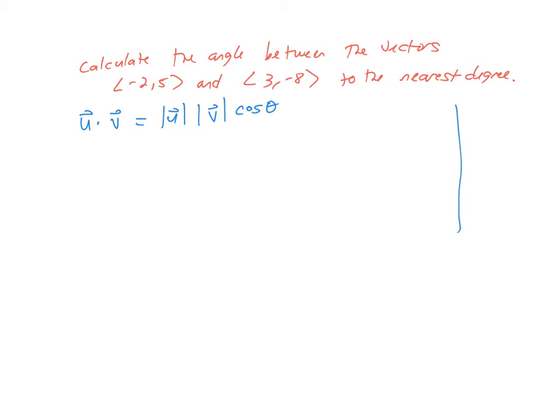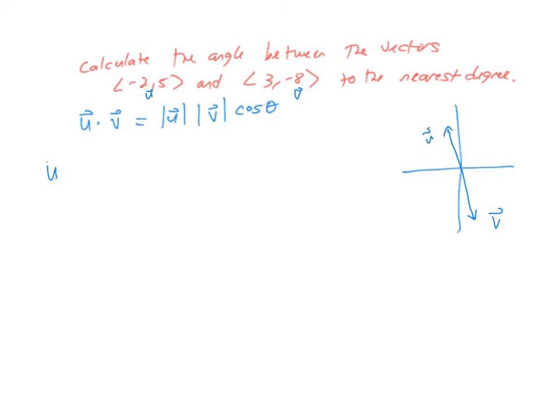I'm going to make a little sketch so that we get an idea of what we're doing. I'm going to call -2, 5 u and 3, -8 v. So -2, 5 would be something like this. Let's call this the vector u. And the vector v is 3, -8, so something like that. This is the vector v. We can see that we're going to get an obtuse angle, so we should expect a negative dot product. So let's go through the steps.